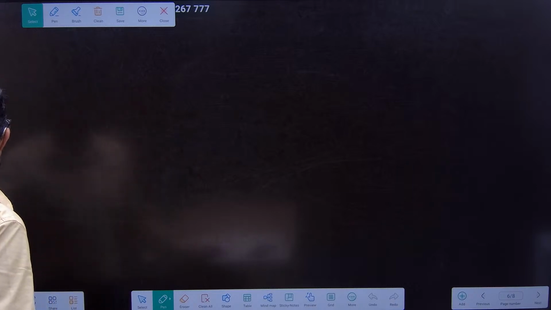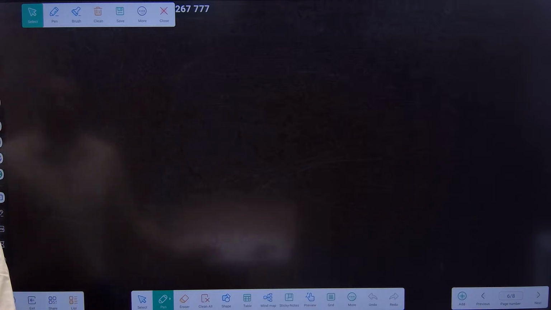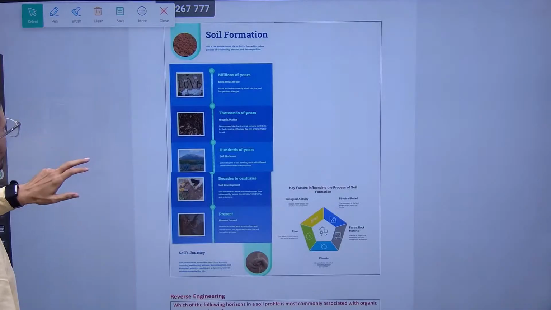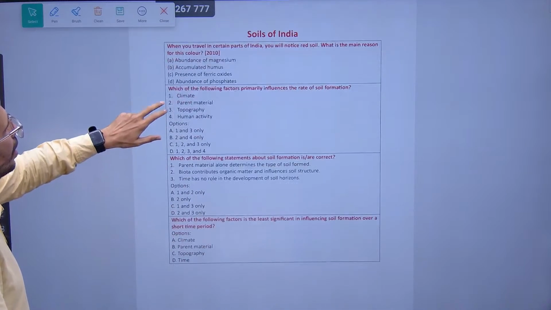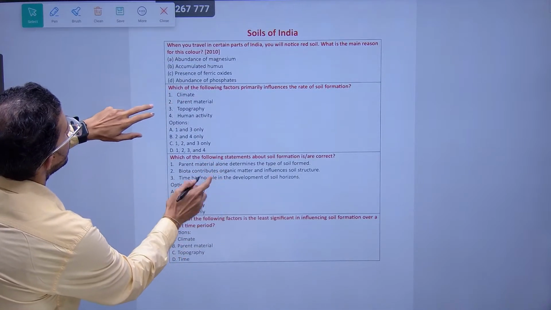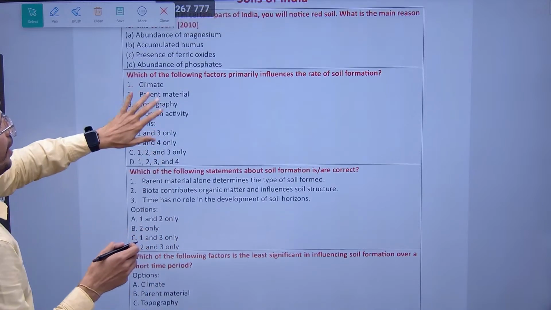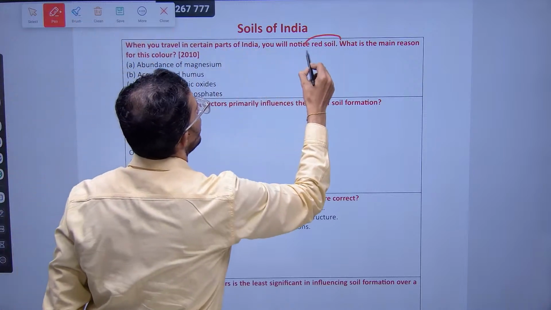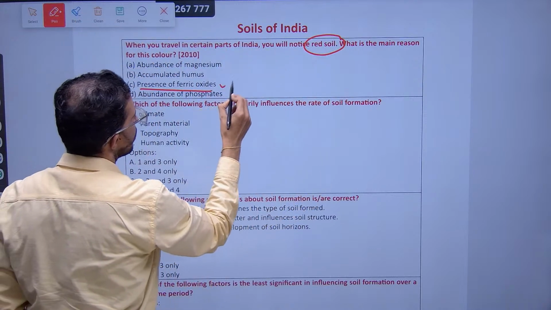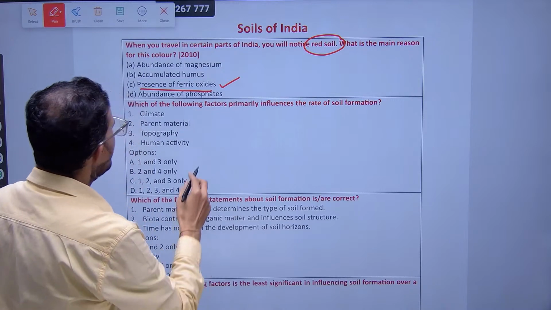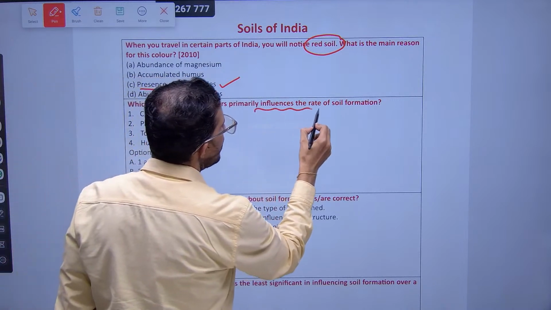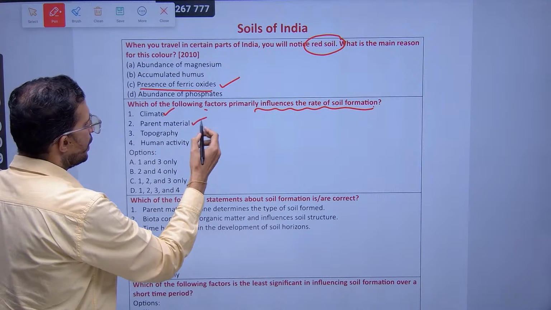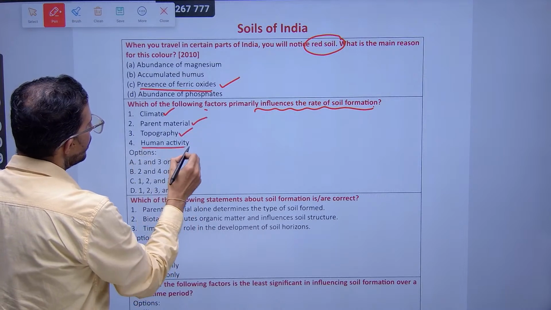Yes. Then now we are going back to our question. Again our first question, the red soil, I'm telling the answer. The answer is presence of the ferric oxide. Then which factors primarily influence the rate of soil formation? What factors have we seen? The climate, the parent material, topography and human activity.